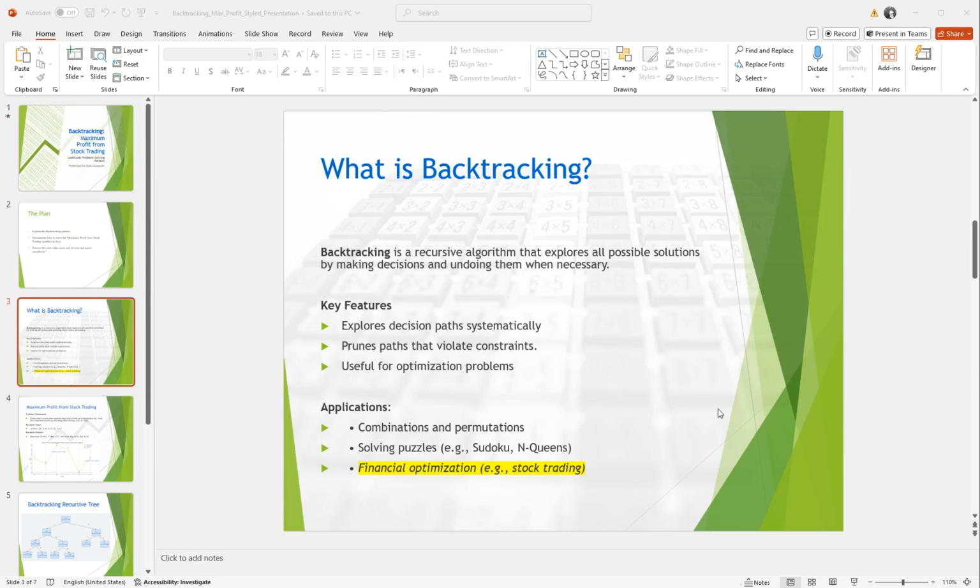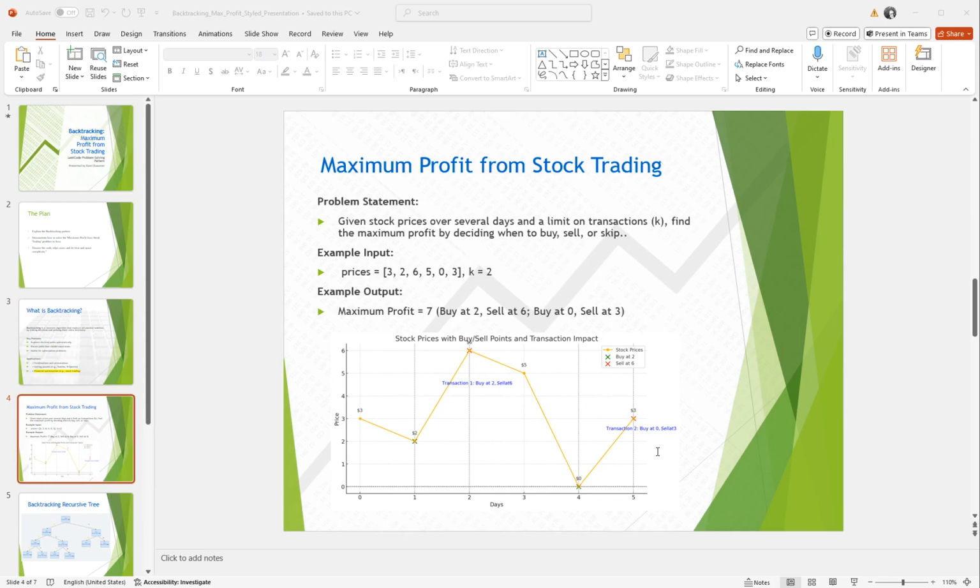This pattern could be applied to solve problems that have combinations and permutations, solving puzzles like Sudoku and N-Queens, and for optimization, like what we have in my example, financial optimization. Let's go and see my example, maximum profit from stock trading.